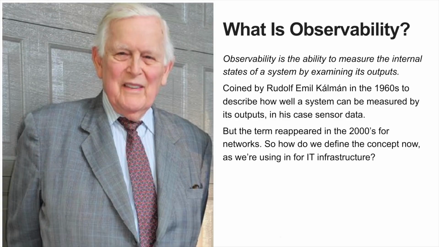And if we go back to the beginning, this gentleman here, his name was Rudolf Emil Kalman. He was a Hungarian-American electrical engineer, an inventor, and he worked on control systems. And he's the one that coined in the 1960s the idea of observability. And here's his definition. It's very simple. Observability is the ability to measure the internal states of a system by examining its outputs. And I think a lot of people refer to this definition because it's pretty straightforward. In his case, he was using sensor data on control systems like for space and other engineering type products.